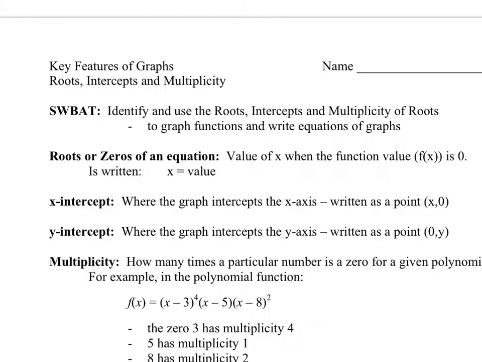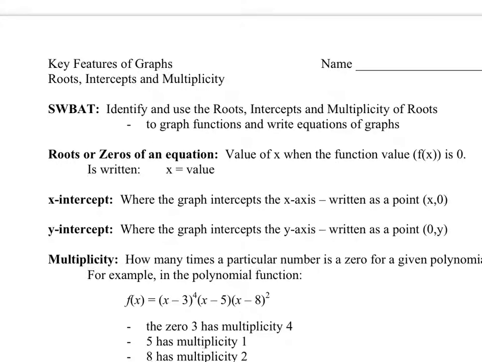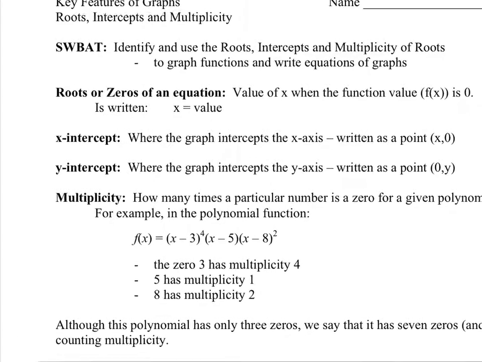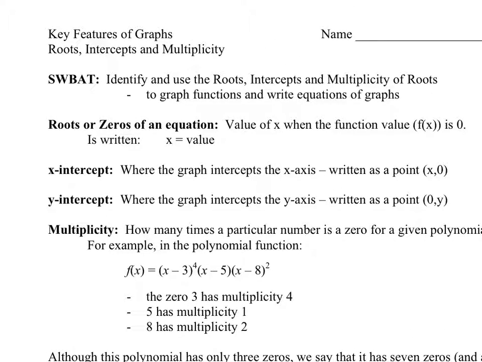Okay, one of the key features we're going to be looking at are roots, intercepts, and multiplicity. So yesterday we talked about what happens at the end of a graph. Today we're going to talk about what happens in the middle. Okay, so what all the squiggly stuff that happens in the middle.